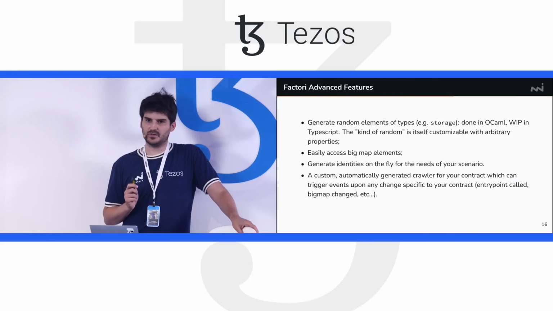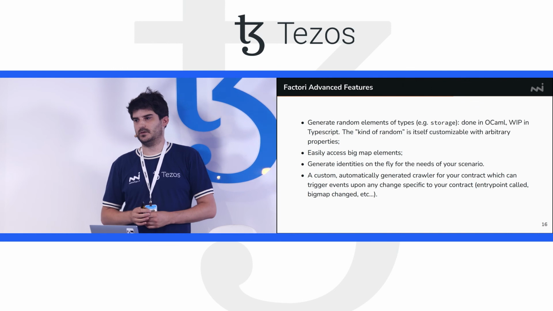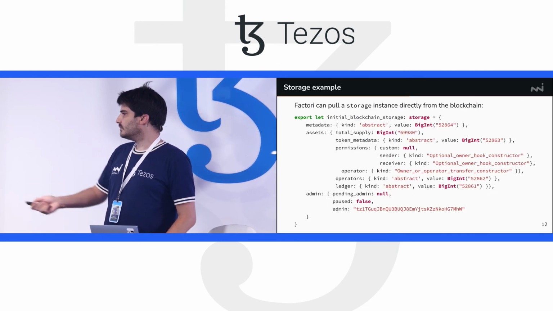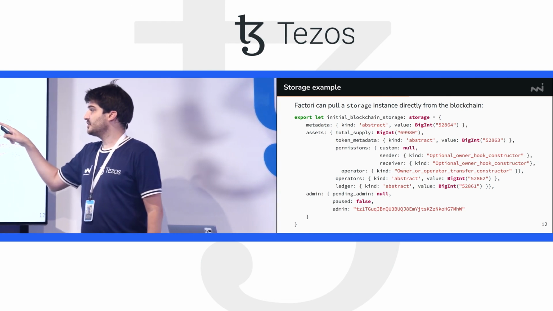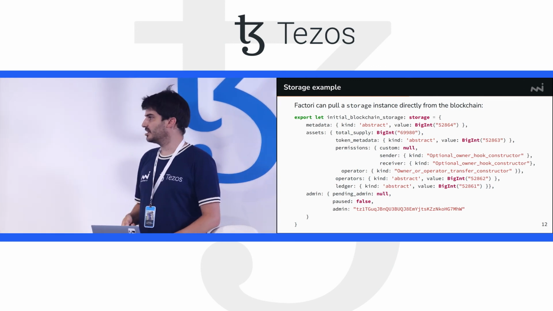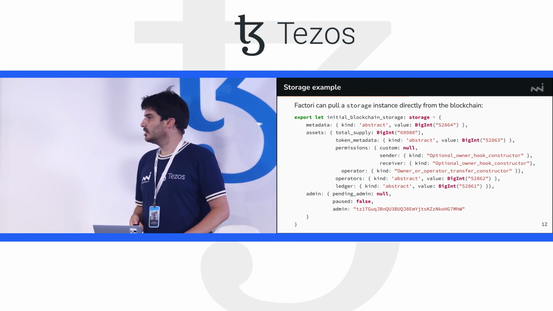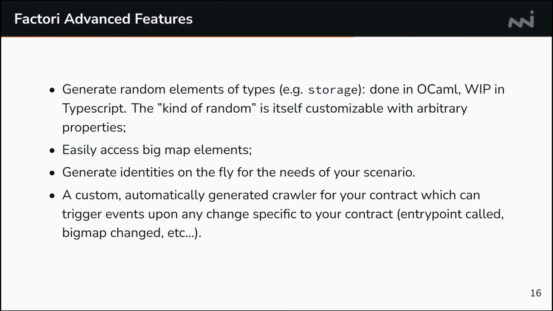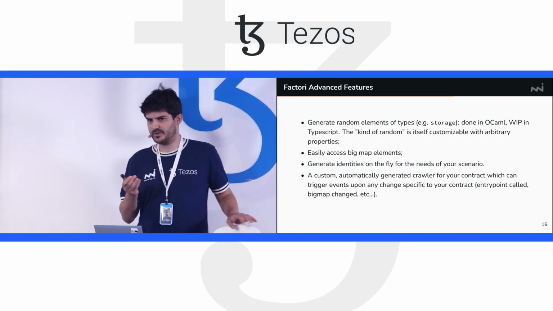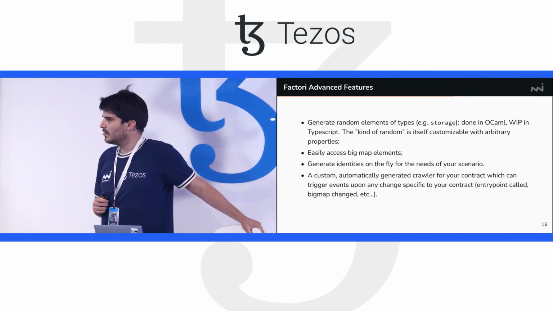You can easily access big map elements, which is also something that's sometimes a bit painful, because big maps are just, as you saw in the storage before, an integer, 52,863, and if you want to actually look at the elements in there, it's not immediate, so we have helper functions for that. You can generate identities on the fly, a bit as I think Ganache does, and maybe SmartPy provides a way to do that too.